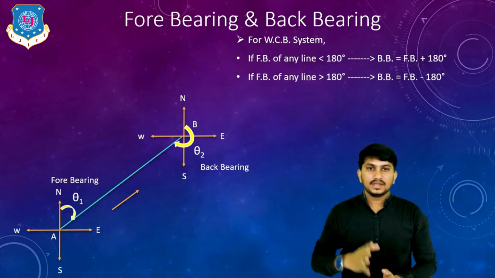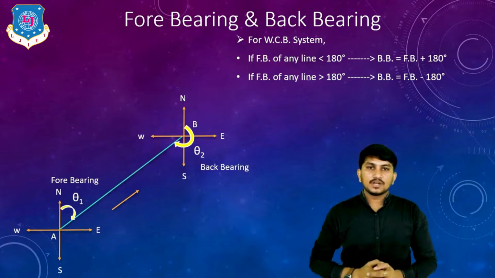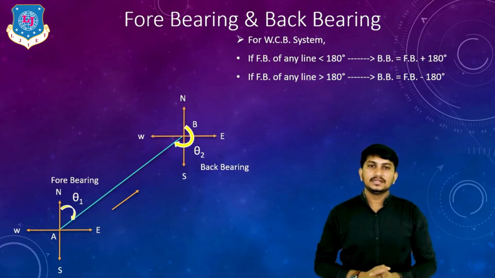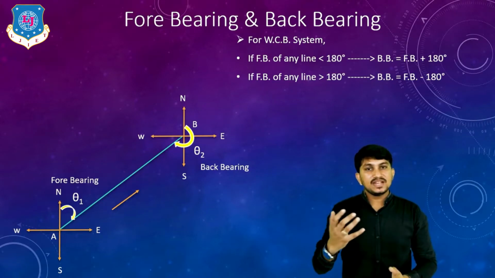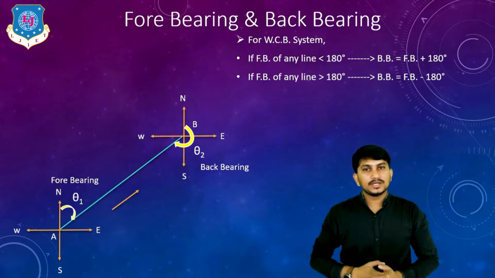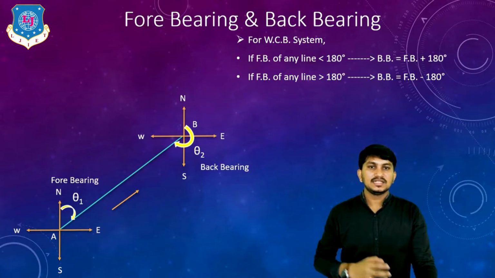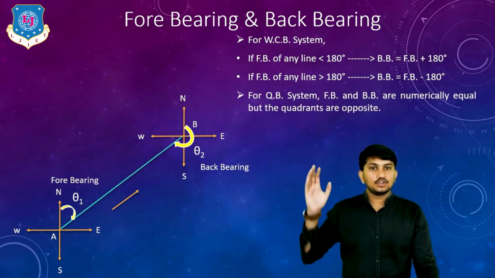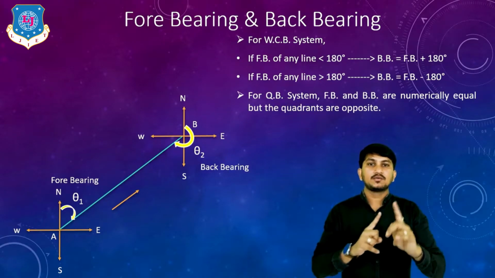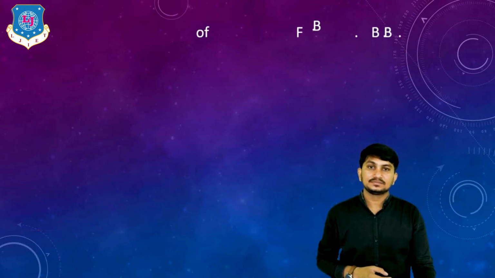For the WCB system, if the fore bearing of the line is less than 180 degrees, back bearing can be found by fore bearing plus 180 degrees. If the fore bearing of the line is greater than 180 degrees, back bearing is equal to fore bearing minus 180 degrees. This is how we can convert fore bearing to back bearing or back bearing to fore bearing. This is for the WCB system only. For the QB system, fore bearing and back bearing are numerically the same, but the quadrants are opposite. We will understand this conversion by a number of examples.